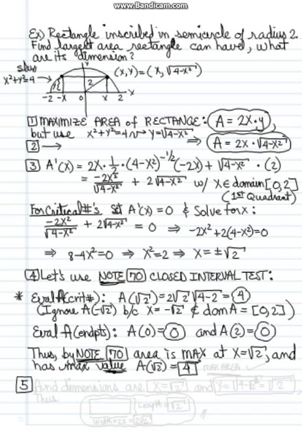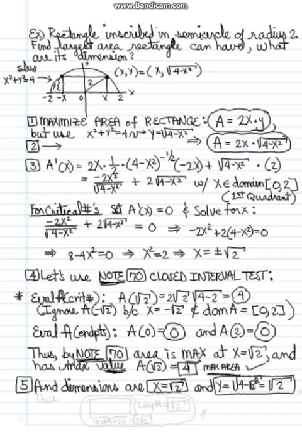Then step 5 is where we draw our conclusion. The dimensions are going to be x equals the square root of 2 and y equals the square root of 4 minus the square root of 2 squared. So that's 4 minus 2 under the big radical sign, which turns out to be the square root of 2. Thus, we have these dimensions on our rectangle that's inscribed in the semicircle. The height is the square root of 2. The width is 2 times x, which is 2 times the square root of 2.